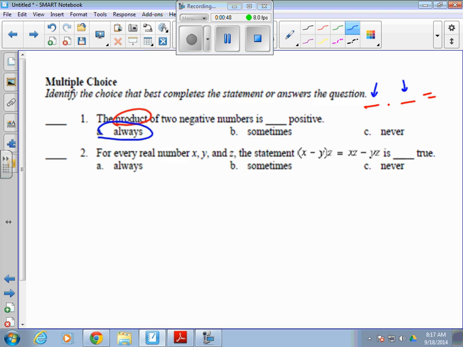Number 2 says for every real number x, y, and z, the statement x minus y, and then notice z is right next to it. That means times z is equal to x times z minus y times z. So this is just a distributive property. Z times x is the same thing as xz, and z times negative y is the same thing as negative yz. So this, again, just like number 1, this one is always true.